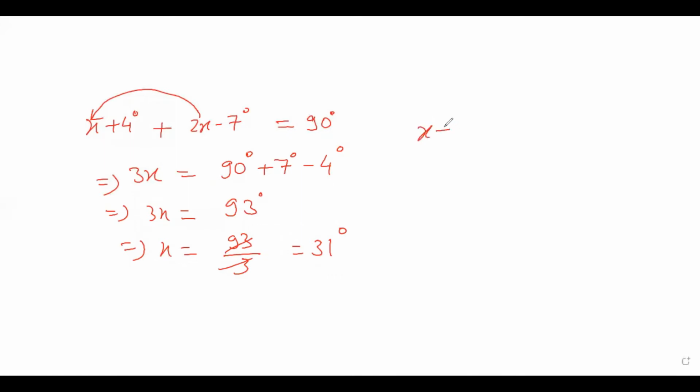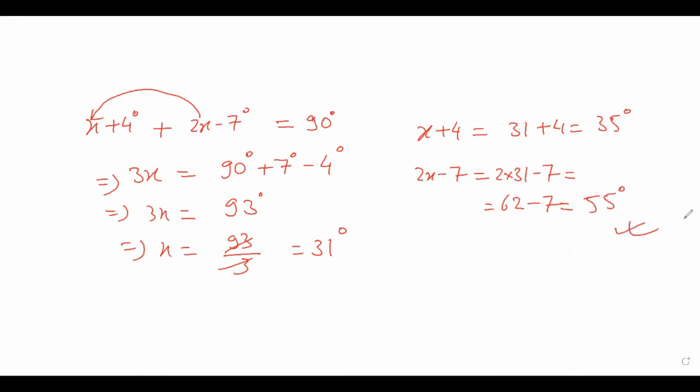If one angle is x plus 4, then put the value of x, it will be 35 degrees. And the second angle is 2x minus 7, that means 2 into 31 minus 7, you will get 62 minus 7, or 55 degrees. So one angle is 35 degrees and the second angle is 55 degrees.